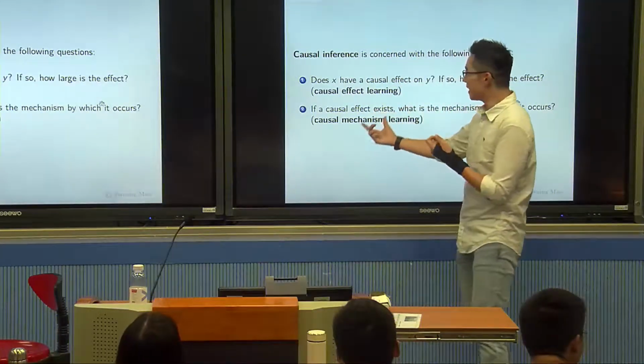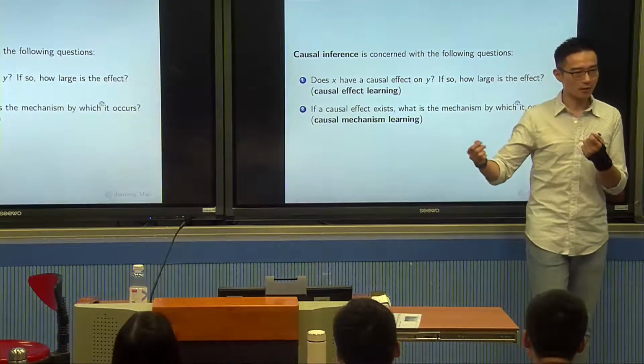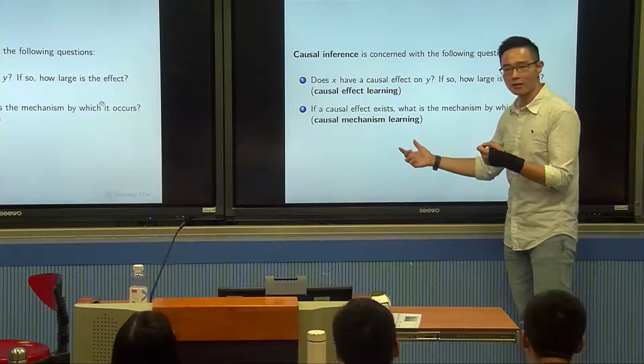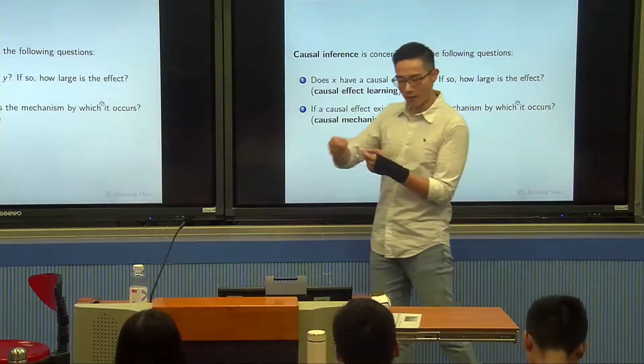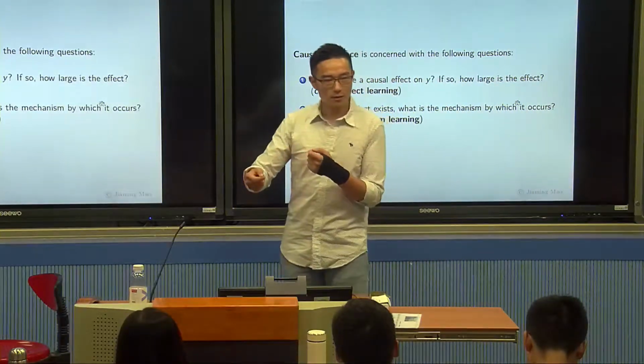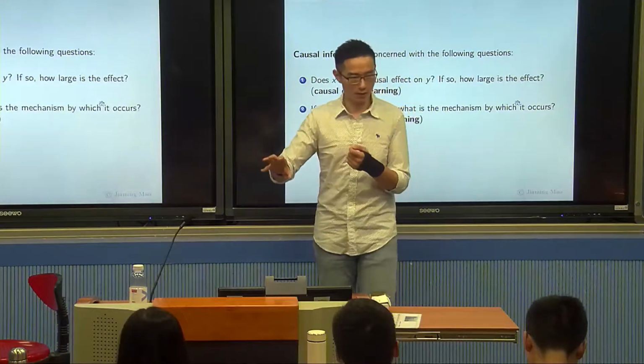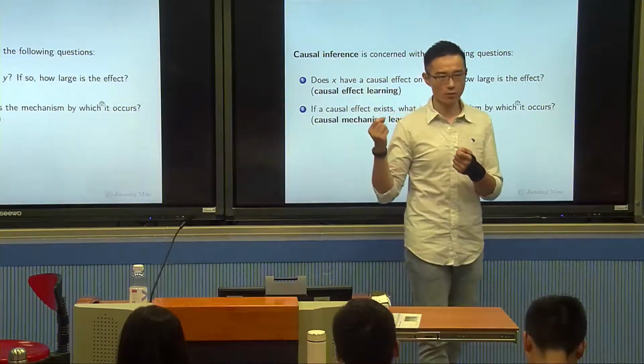Now, causal mechanism learning is much harder. In causal mechanism learning, not only am I interested in the causal effect, I'm also interested in the mechanism. Like, why does X have a causal effect on Y? What is the channel? So this is a much harder question to ask.